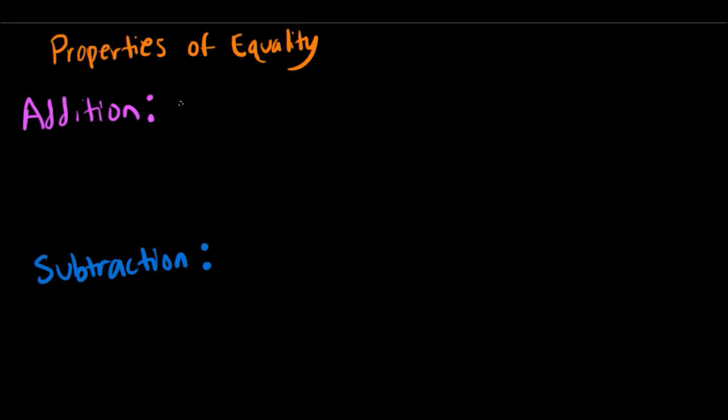Now we're going to look at properties of equality. The first property is addition property of equality. You can add the same number to both sides of an equation and the statement will still be true. So let's look at an example. 3 equals 3. Right now both sides are equal. If I add 2 to one side and I add 2 to the other side, both sides are still going to remain equal and be 5 equals 5.